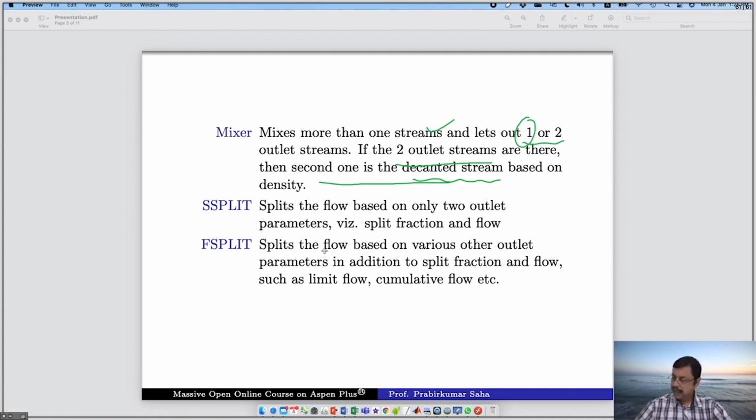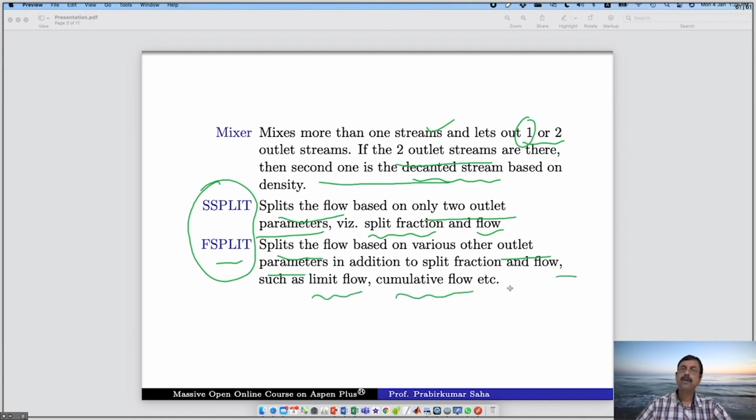through the top. There are two types of splitter: S split, that is stream split, and F split, that is flow split. As the name suggests, both of them split the flow, but S split splits the flow based on only two outlet parameters, their split fraction and flow. On the other hand, F split splits the flow based on various other outlet parameters in addition to split fraction and flow, such as limit flow, cumulative flow, etc.